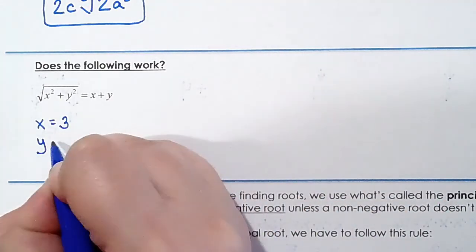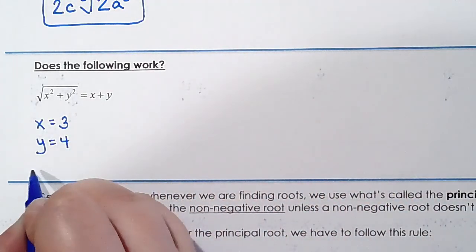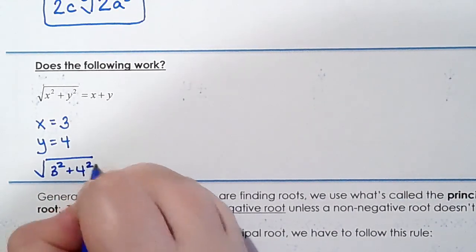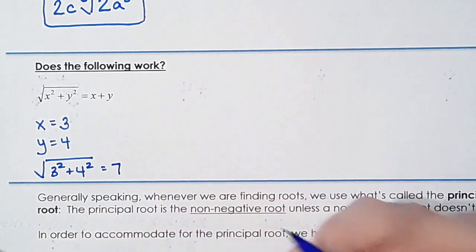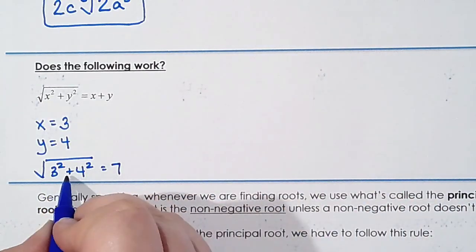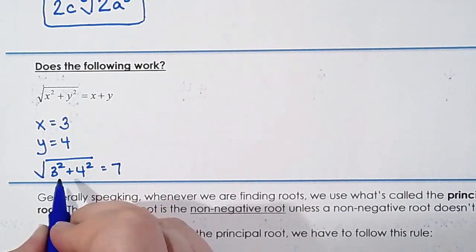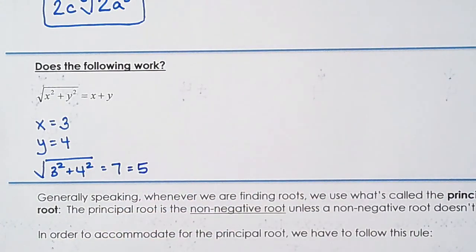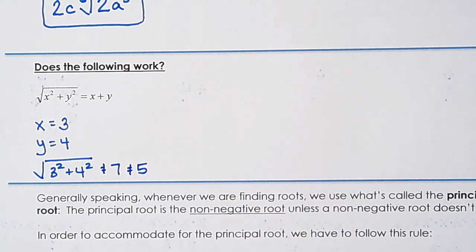If I choose x is 3 and y is 4, these are completely arbitrary. I chose them without any reason. And I just start plugging stuff in. I have the square root of 3 squared plus 4 squared, and I expect it to equal 3 plus 4, which is 7. Well, let's find out. 3 squared is 9, 4 squared is 16, 9 plus 16 is 25, the square root of 25 is 5. So does this equal 7? No, it doesn't. Why though? Why does it not work?